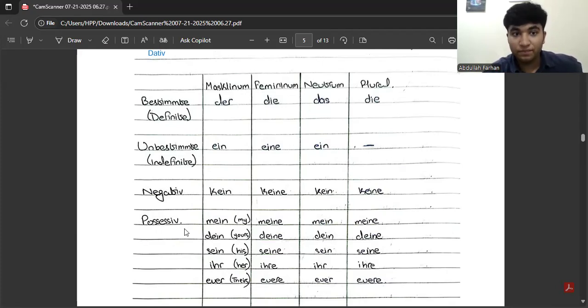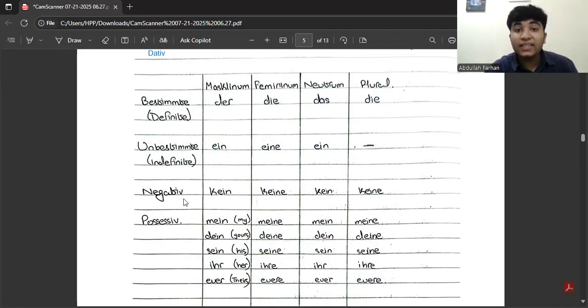By definite, of course, we mean something specific: the. In the English language, we use the to refer to something specific. Unbestimmt, as you may understand, is the complete opposite of that. And what is the opposite of the? It is a. You are not defining anything at all. It's just a general statement. A. Ein, eine, all of them stand for a.